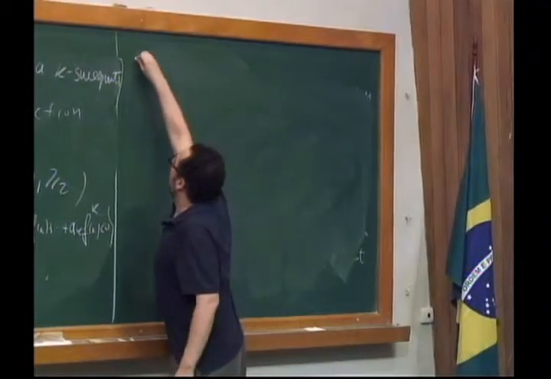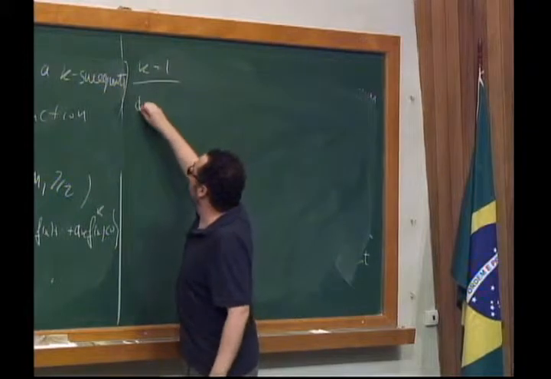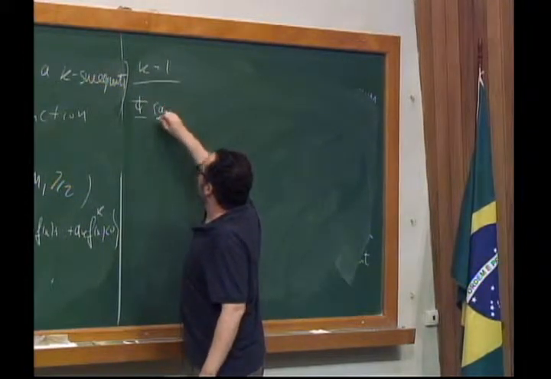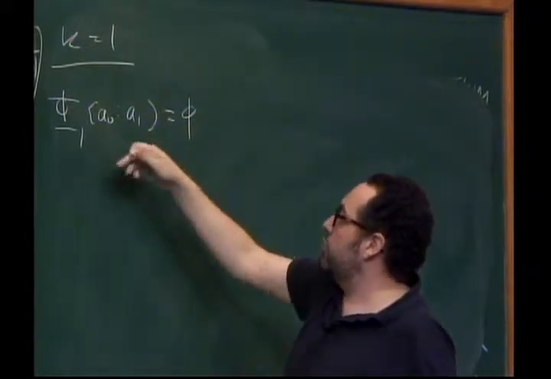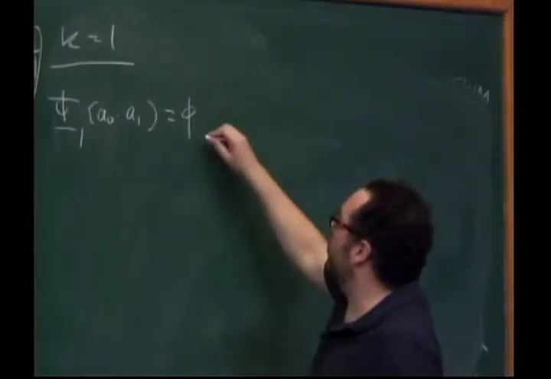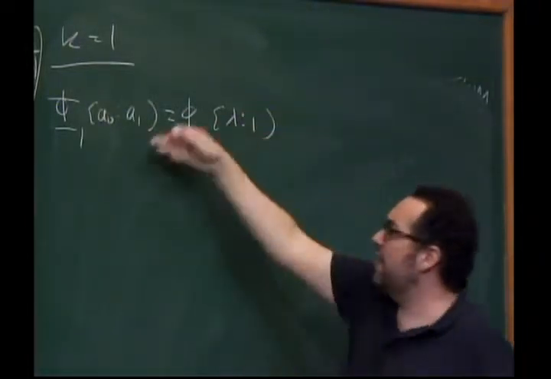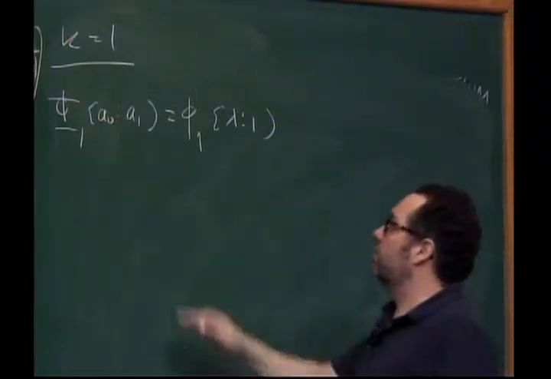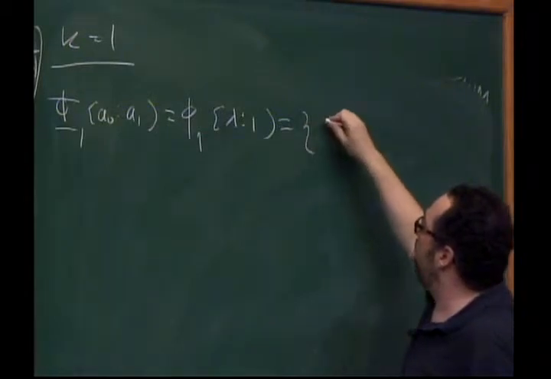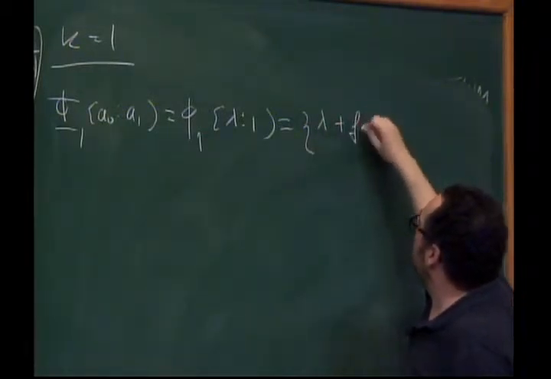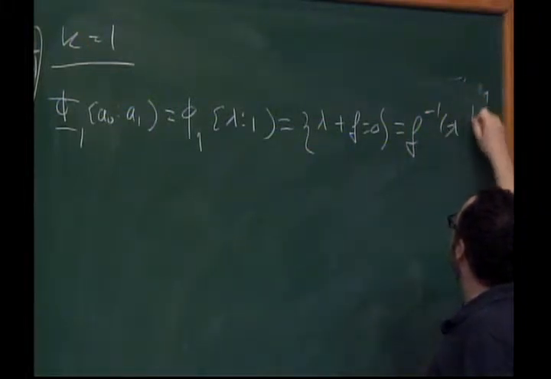So let's just put k equals 1. If I'm computing this, I can use the fact that I'm using projective coordinates. So this is the same thing as this one if I divide everything by a_1, assuming a_1 is non-zero. And so this is, by definition, the set of points where lambda plus f equals 0, which is just the inverse image of minus lambda.